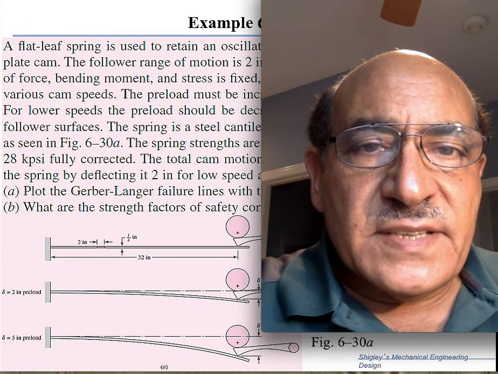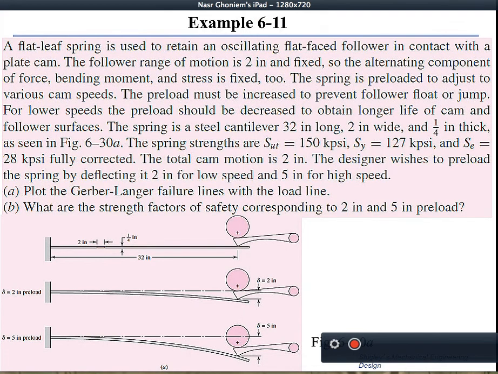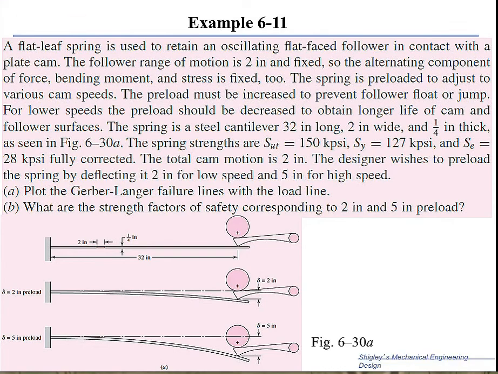So this is a design problem that we would like to read together and then complete the design. Let's consider it here. In this design, we have a flat leaf spring, and this is the leaf spring, as you can see here. It's 2" by 1/4 of an inch by 32". So we have all of the dimensions of the leaf spring, and it is used to retain an oscillating flat face follower. This is the follower, a flat face follower, and this is the cam.